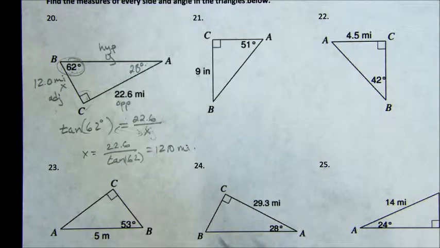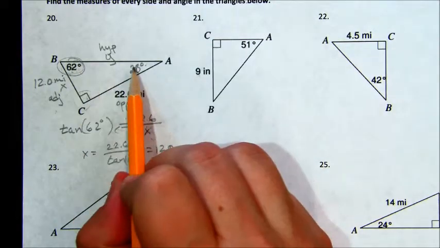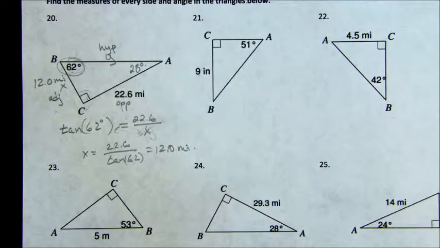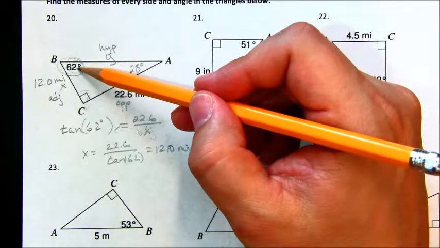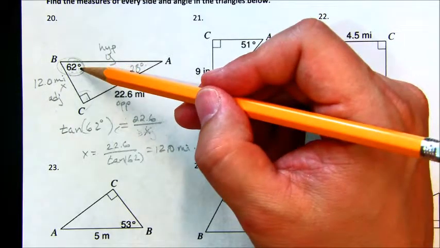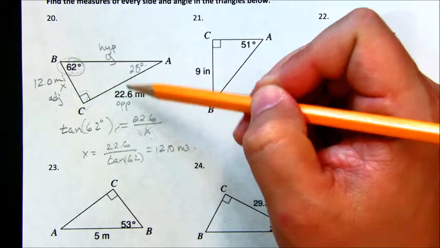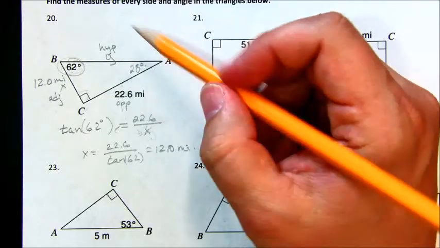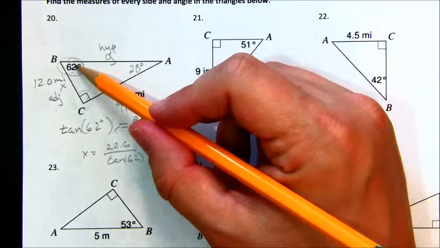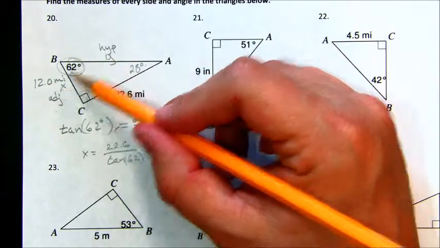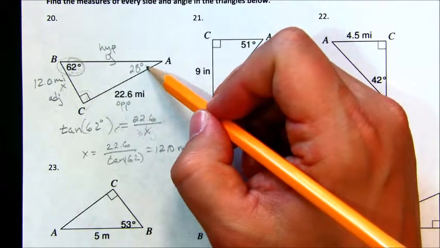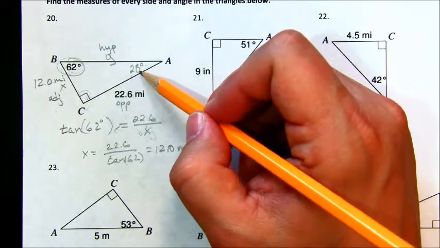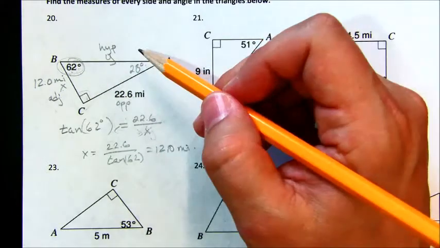One thing I'm still missing is the hypotenuse. I could do this in a number of different ways. I could set up another trigonometric equation. I could say, for instance, that sine of 62 is 22.6 over y. I could say, cosine of 62 is 12.0 over y. I could use 28 degrees. I could say sine of 28 degrees is 12.0 over y.